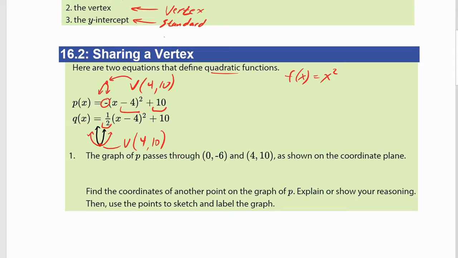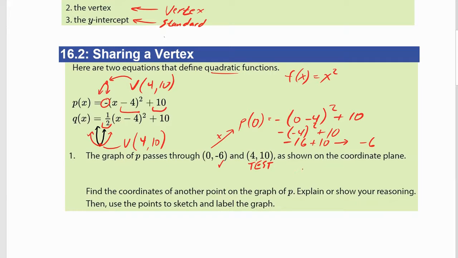Now, they say that graph P passes through 0 comma negative 6. You can actually test that. That's our x value, right? So if you plug in 0 for your x, you should get negative 6. Right now I'm just testing that. So you get negative 4 squared, which is 16. And that's negated on the outside. Negative 4 times negative 4 is positive 16, but the negative makes it a negative 16. Then if you add the 10, you should end up getting negative 6. So that checks out. And 4 comma 10, go ahead and test that one, just like how I did, just to make sure.